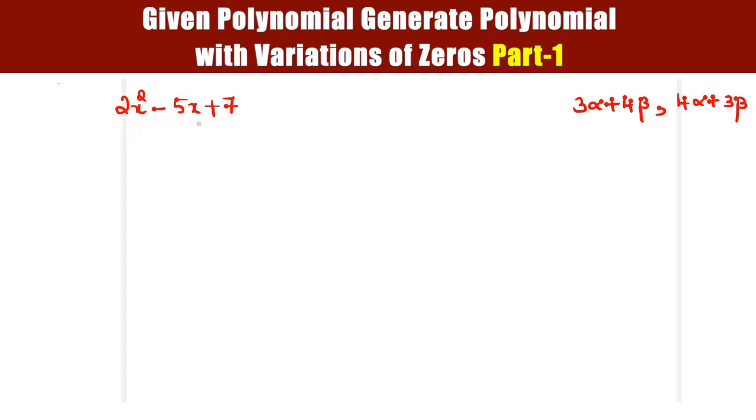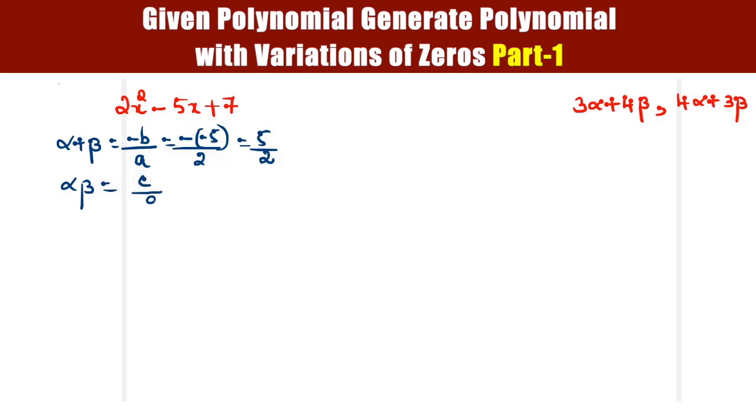Before we go into the calculation of that, let us calculate the alpha plus beta and alpha beta values for this particular polynomial. So alpha plus beta is minus b by a. So it is minus of minus 5 by 2, which is simply 5 by 2. Now, alpha beta value is going to be c by a. So c is going to be 7 by 2. So that is alpha beta.